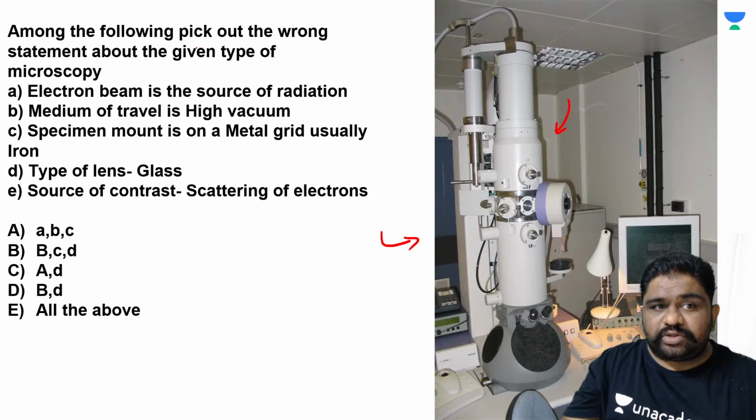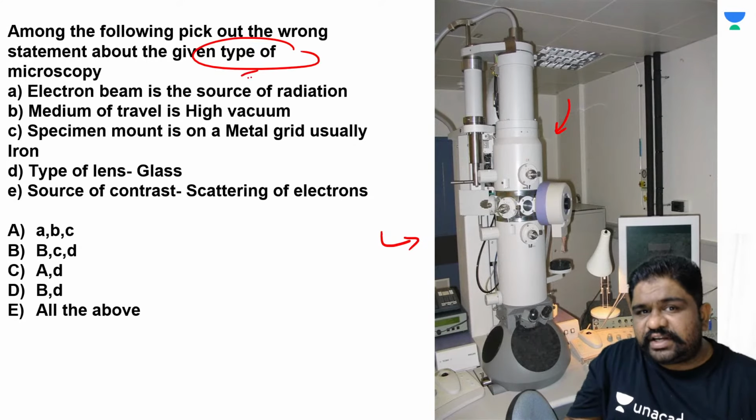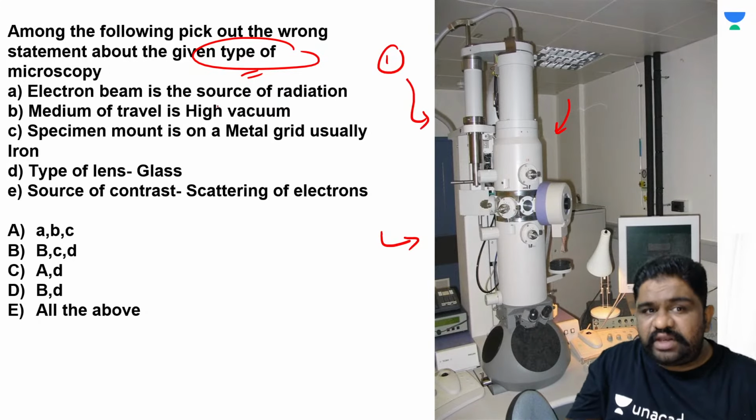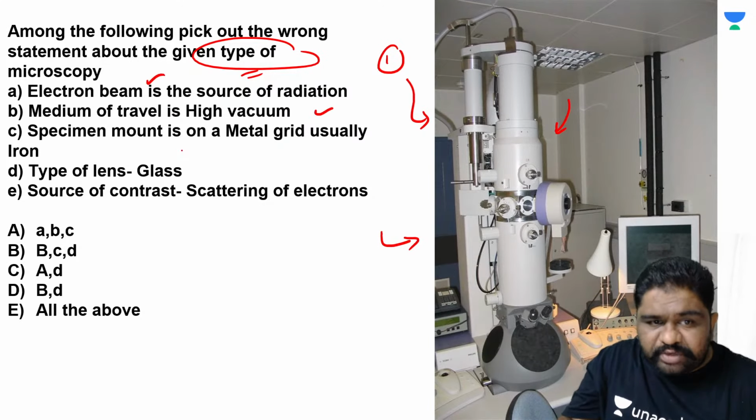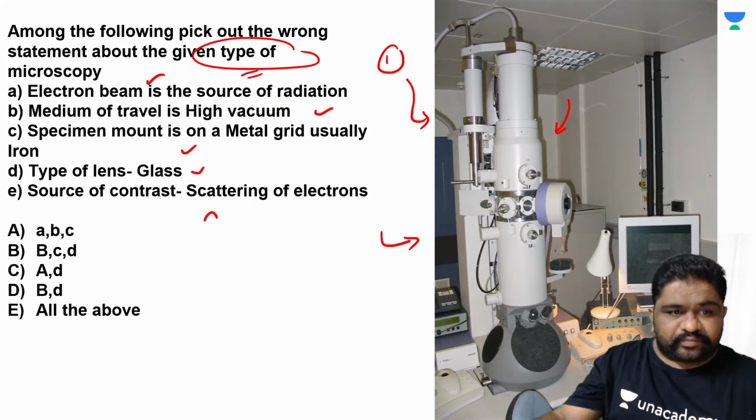Among the following, pick out the wrong statement about the given type of microscopy. In this, I said the given type, right? First thing is you have to understand what microscopy this is. Then, based on that, you should be able to pinpoint each of the principles behind this. Okay. So Shruti, Omkar and Divya are saying the answer is C.